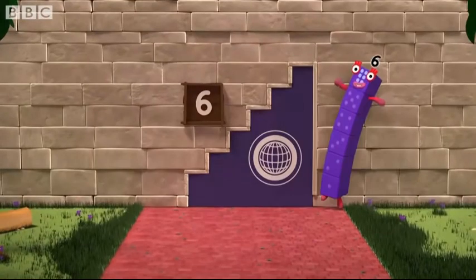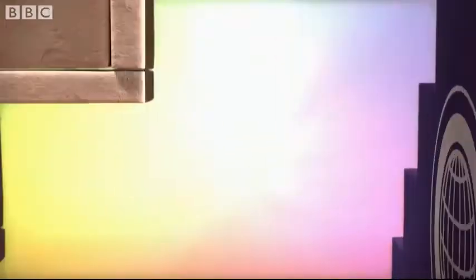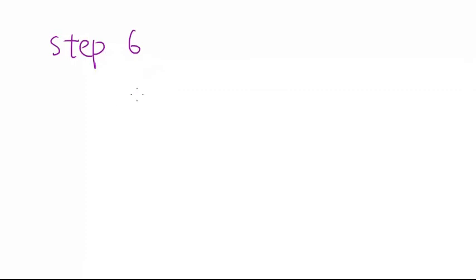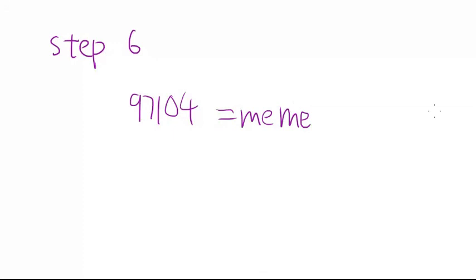Anyways, step 6. More to explore. 97,104 is a meme. It's a meme in the number block community. Yep, that's literally it. No, I'm not going to draw the figure out form of number 97,104. Compound for eternity.